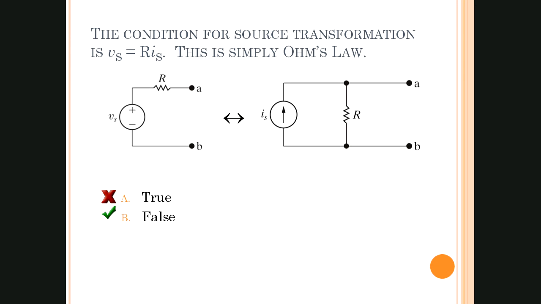So just a quick review. The condition for source transformation is using Ohm's law, which is V equals I times R, or R times I. Again, just simply Ohm's law. And this says this is false. I think I didn't read that properly as a question. Even though you do use Ohm's law to calculate for current here, and Ohm's law is one of your basic tools, this is a little more than Ohm's law.